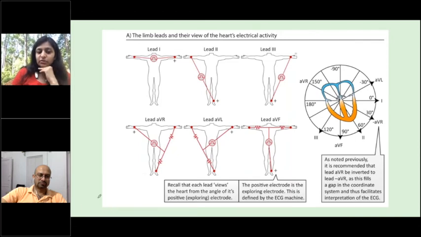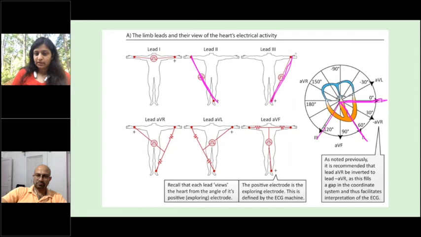Then you have lead 2, which is right arm to left leg. And then you have lead 3, which is left arm to left leg. So in summation, when you see all these 3 leads on this big circle on the right, lead 1 makes an angle of 0-degree, lead 2 makes an angle of 60-degree, and lead 3 makes an angle of 120-degree with the heart.